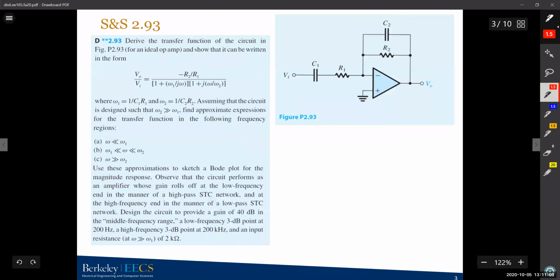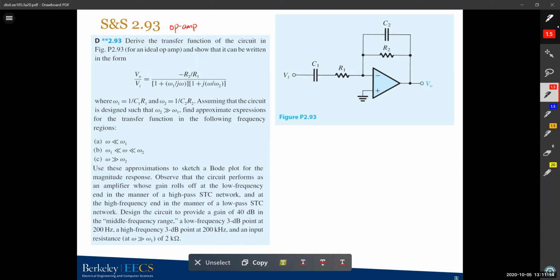Okay, so here's the first one, a textbook problem of op-amp. This one is an op-amp problem where we want you to solve this op-amp. I will give you 1 minute to read through the problem, and then I will start working on it.